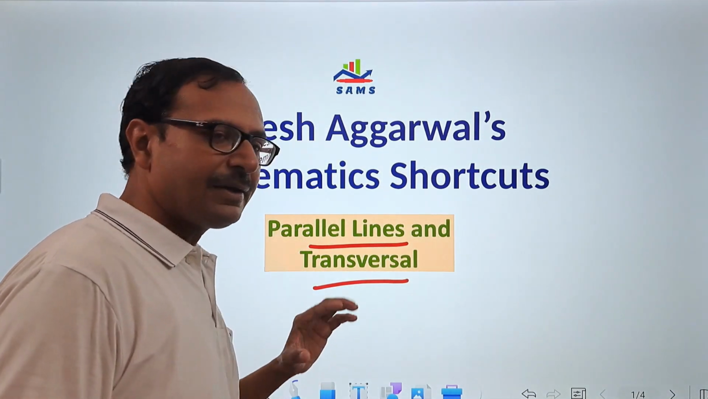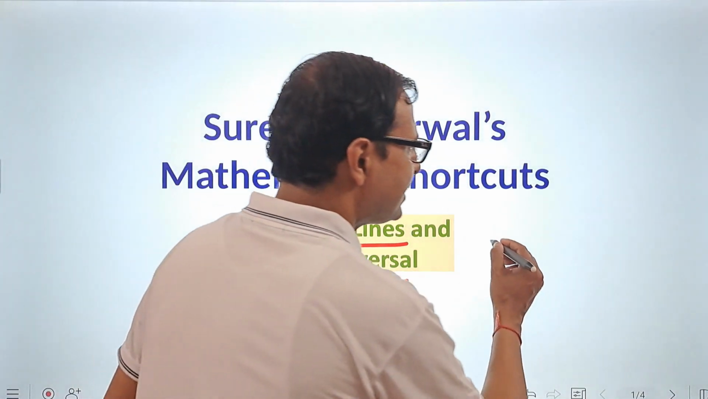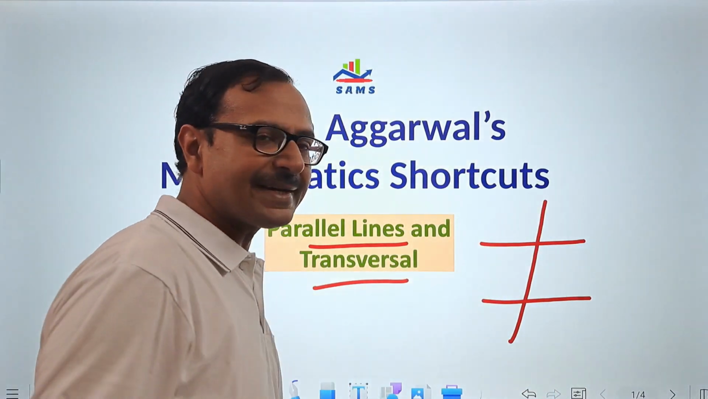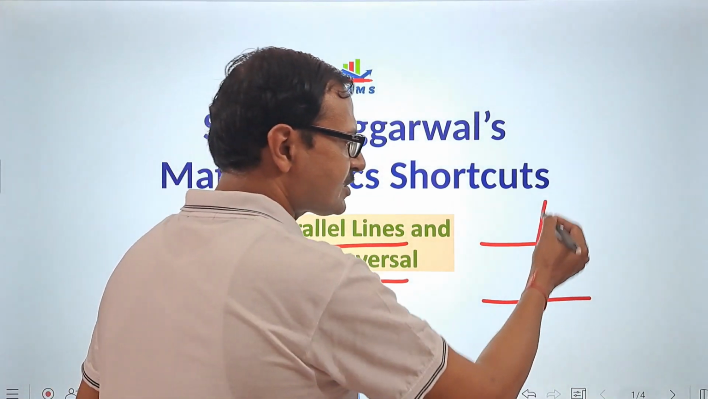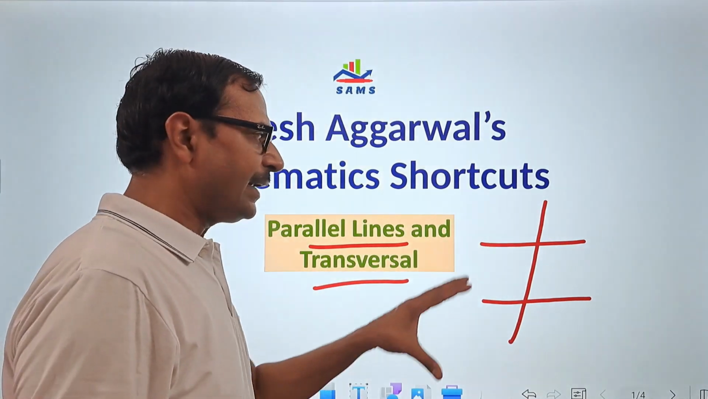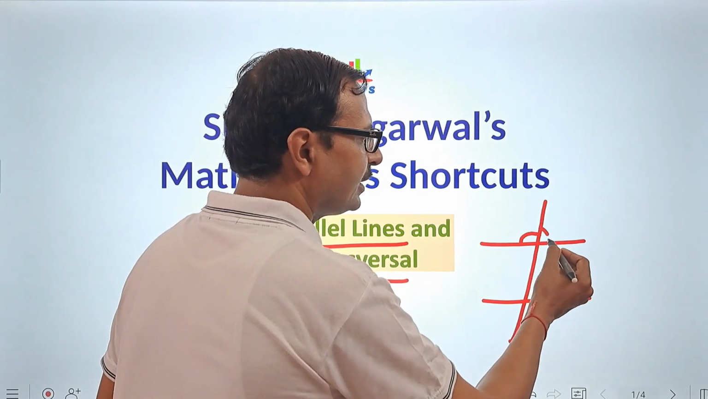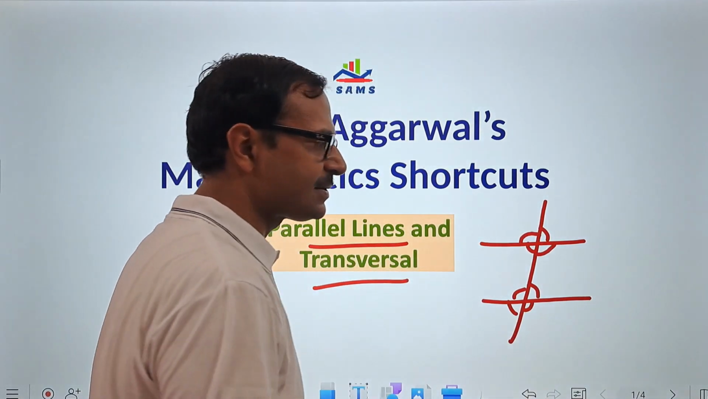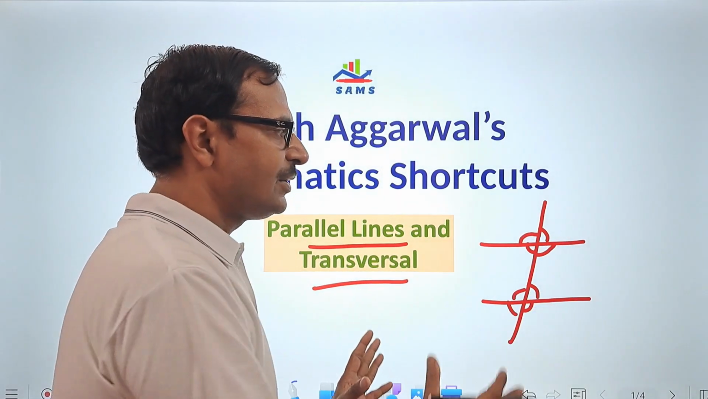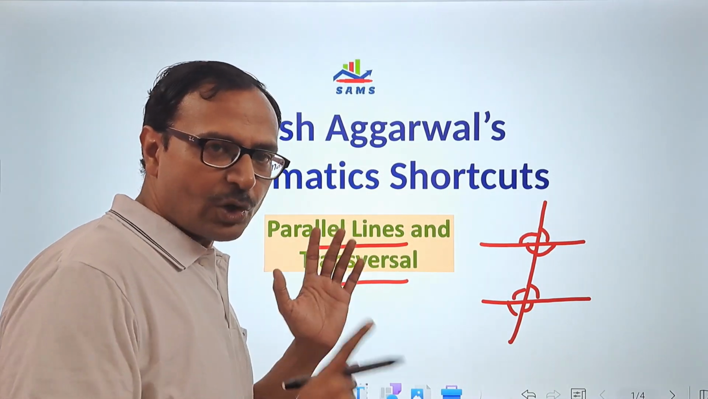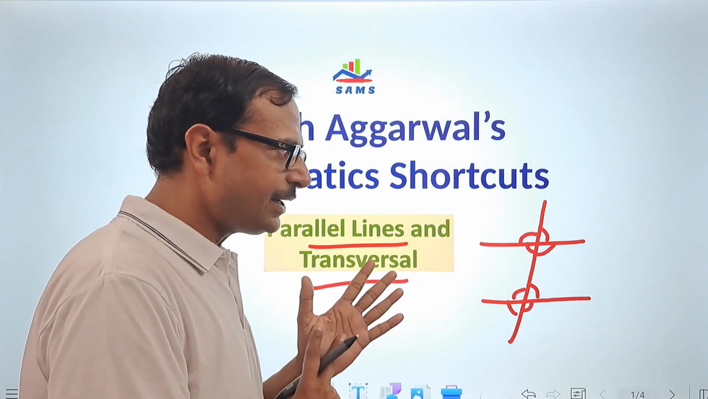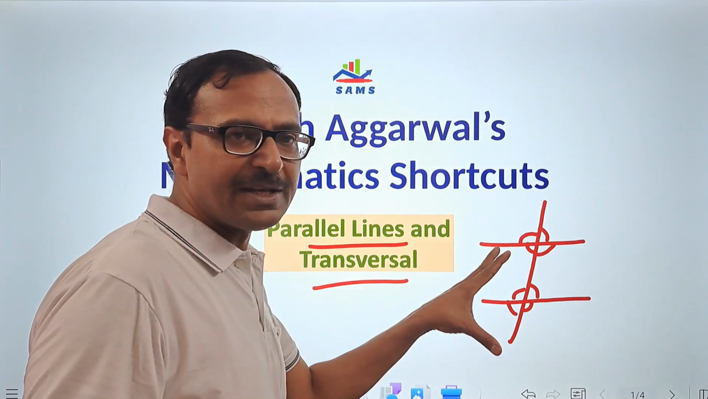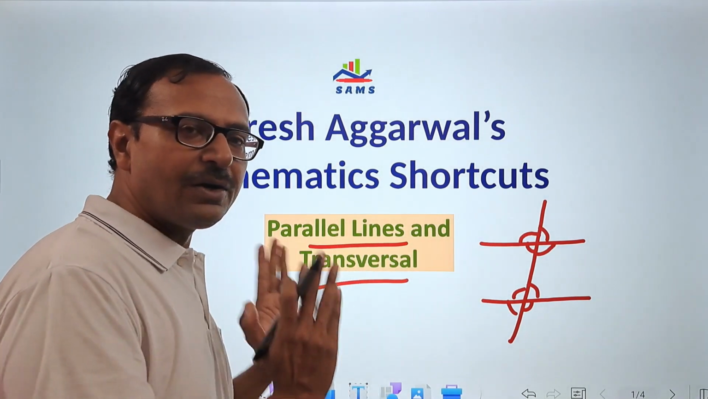You must be knowing that a line which intersects two parallel lines, like these two are parallel lines and there is a line which intersects the parallel lines. This is called a transversal. And the transversal forms 1, 2, 3, 4, 5, 6, 7, 8 angles. Out of these 8 angles, we name the angles as corresponding angles, alternate interior angles, consecutive interior angles. So there are specific properties related to parallel lines and transversal.